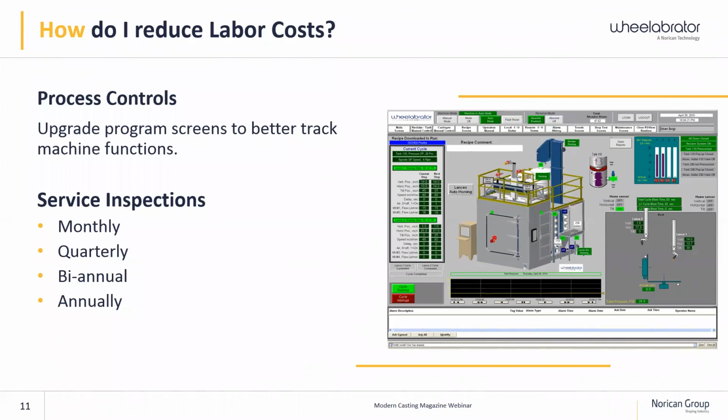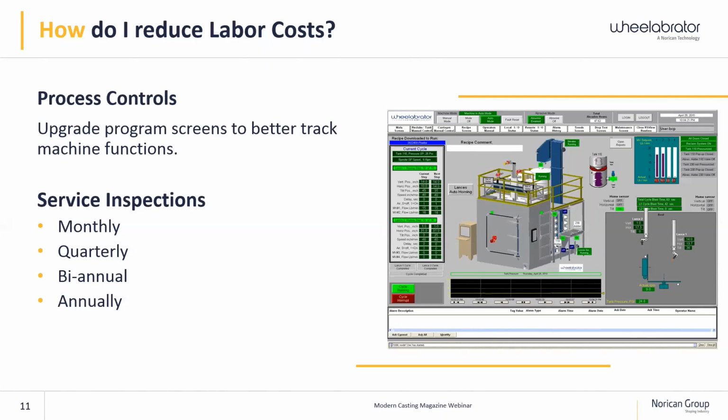Because if you're not throwing BBs against the part, you're not going to get a good coverage part that's going to pass the next stage. So you could have it programmed in to shut your machine down there. Those are, like I said, huge things that can be looked at to improve your process and reduce those labor costs. Another key one is service inspections.